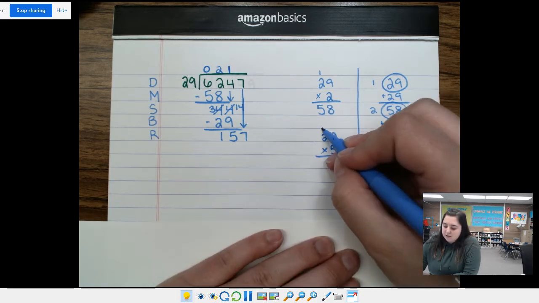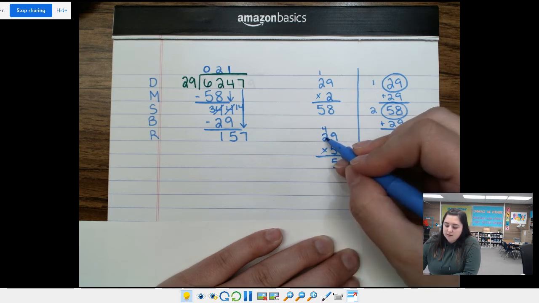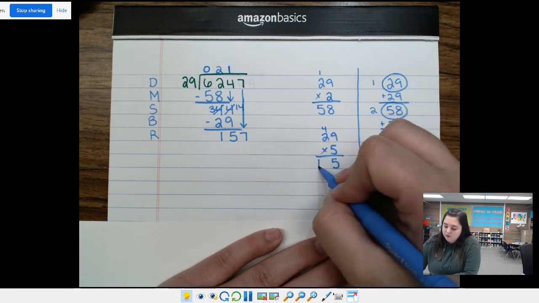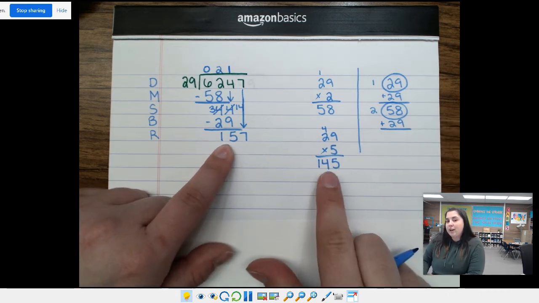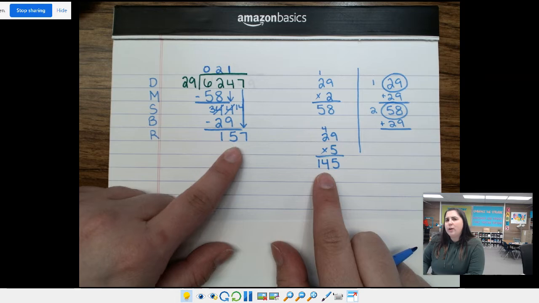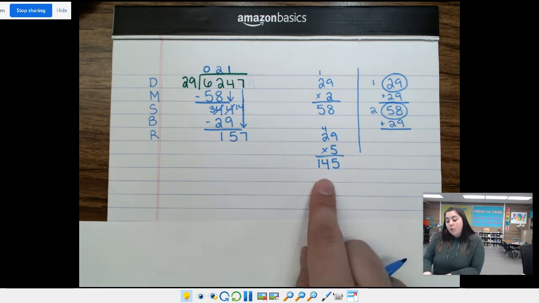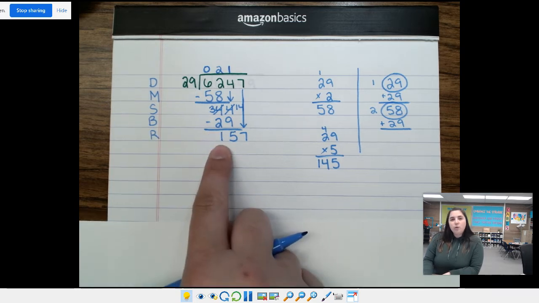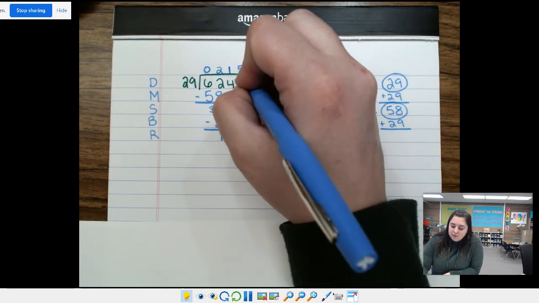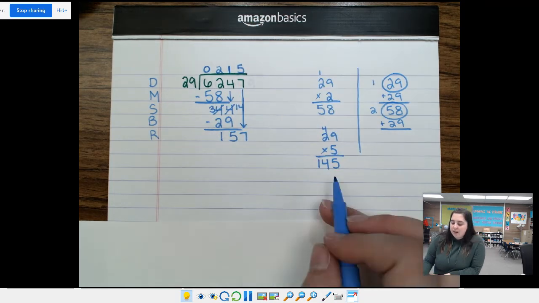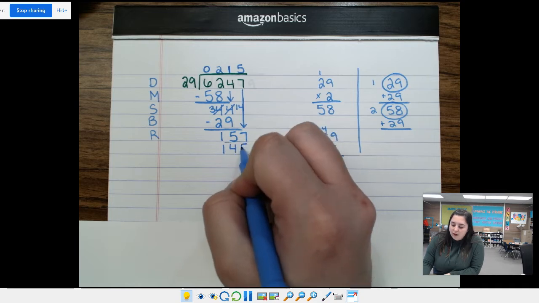5 times 9 is 45. 5 times 2 is 10. Plus 4 is 14. That is pretty close. I don't think I could add 29 to this without going over because they're only about 10 apart. So how many times can 29 go into 157? 5 times. And I couldn't get quite here. I got to 145.